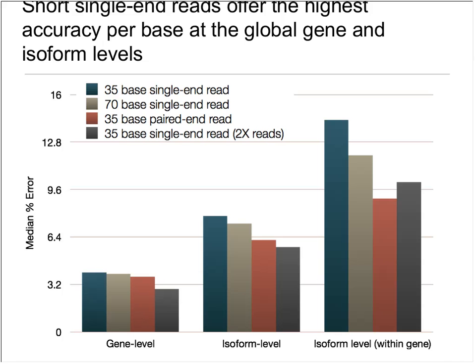The story is a little bit more complicated when you're looking specifically at individual genes and the relative abundances of individual isoforms within those genes. The paired-end data does look to be a little bit better at distinguishing between those isoforms, and that makes sense because these longer paired-end reads tend to tell you about combinations of exons or splice junctions that are occurring in your transcripts.